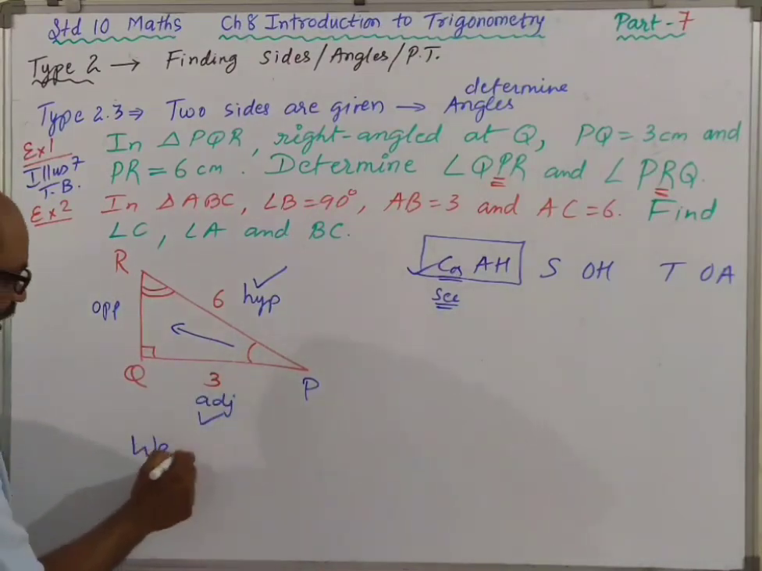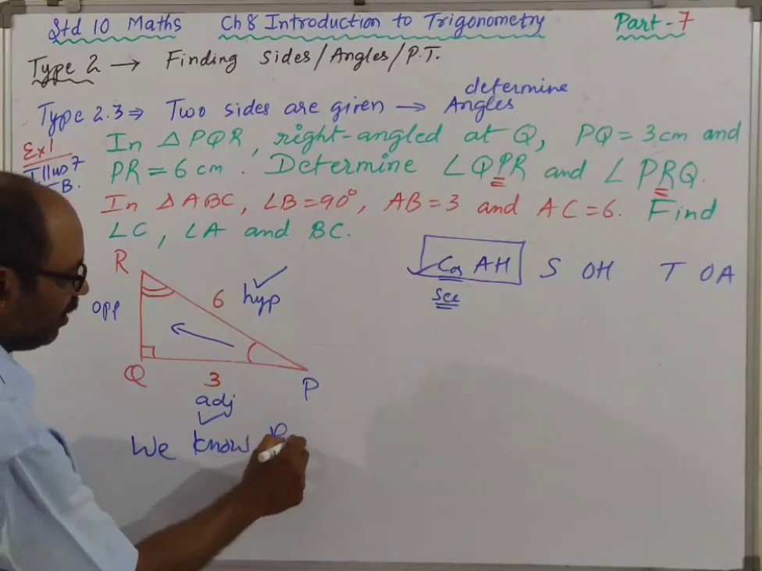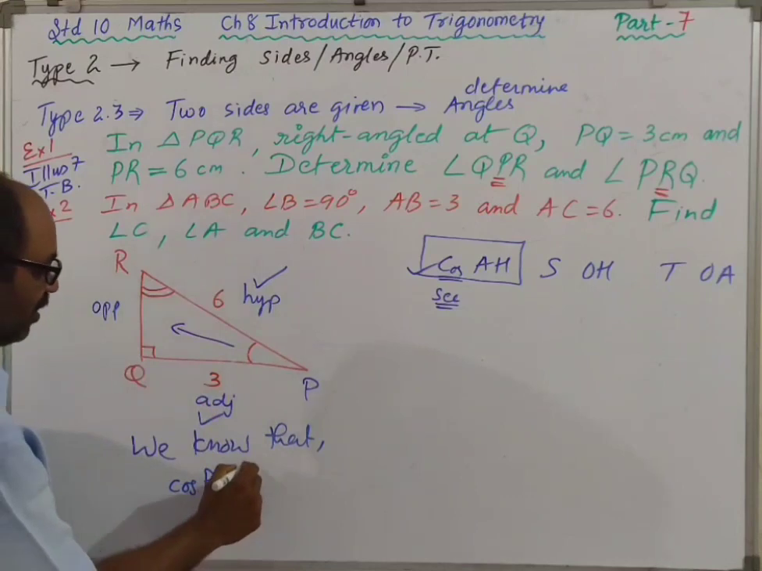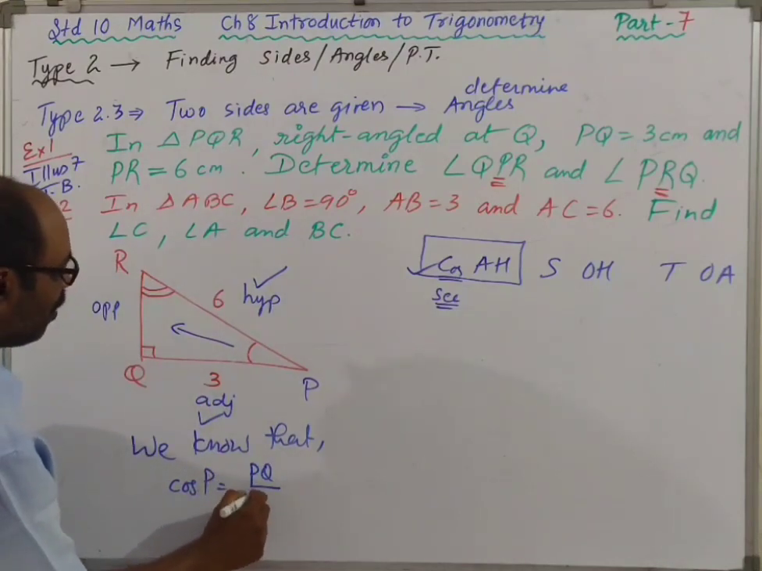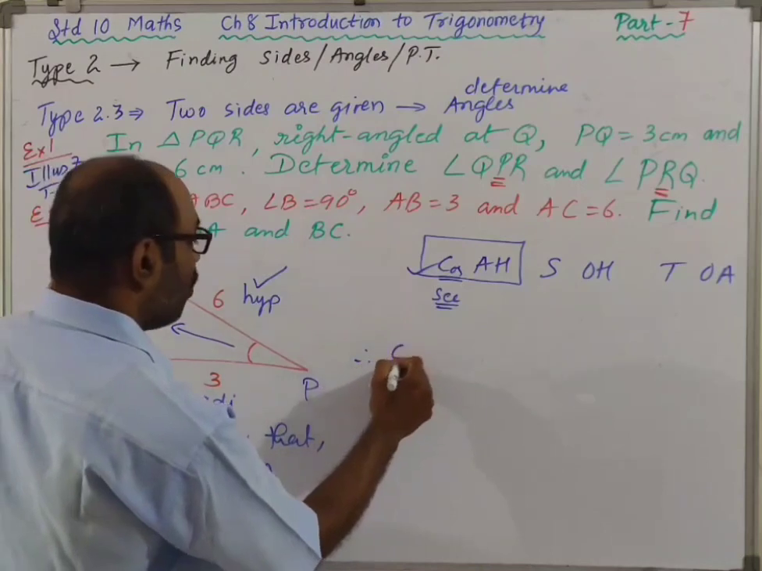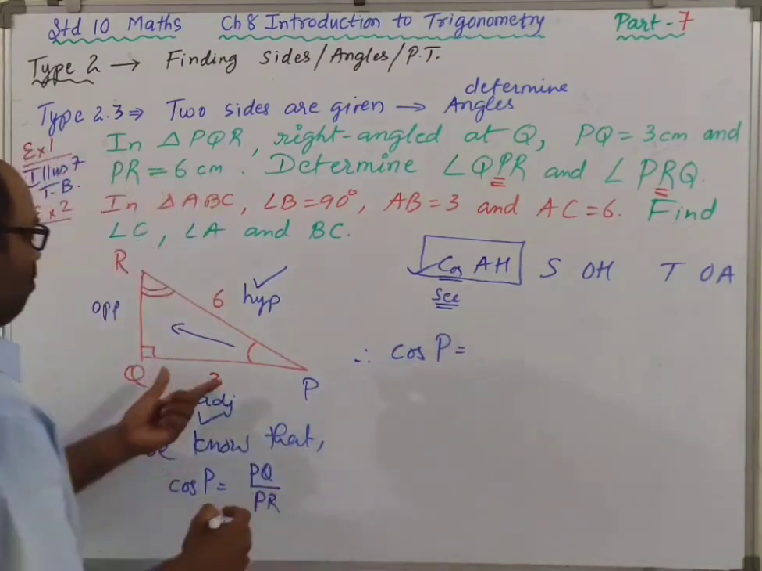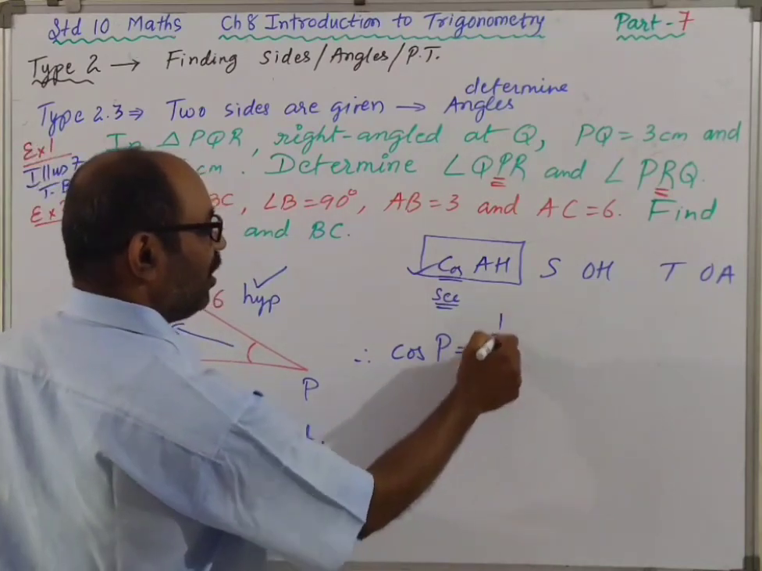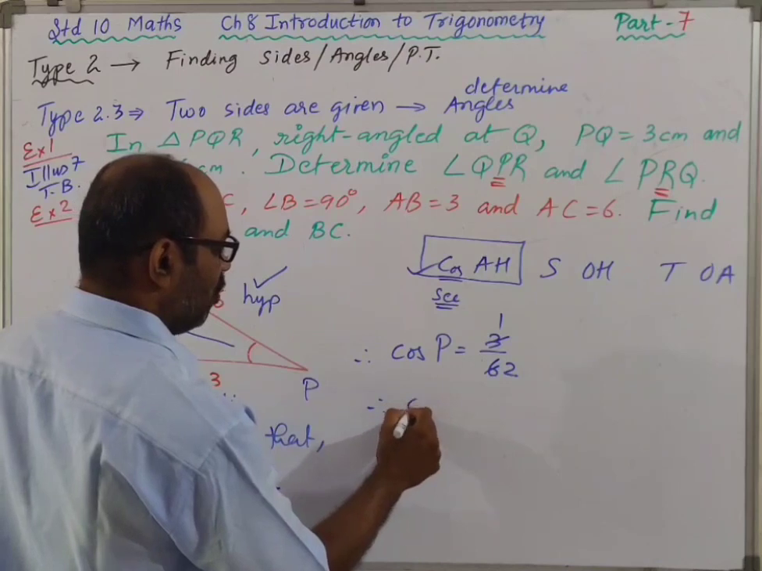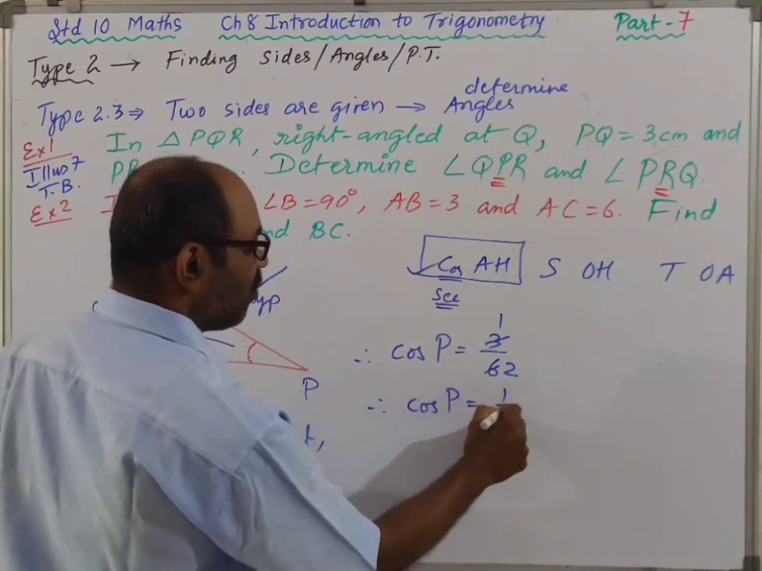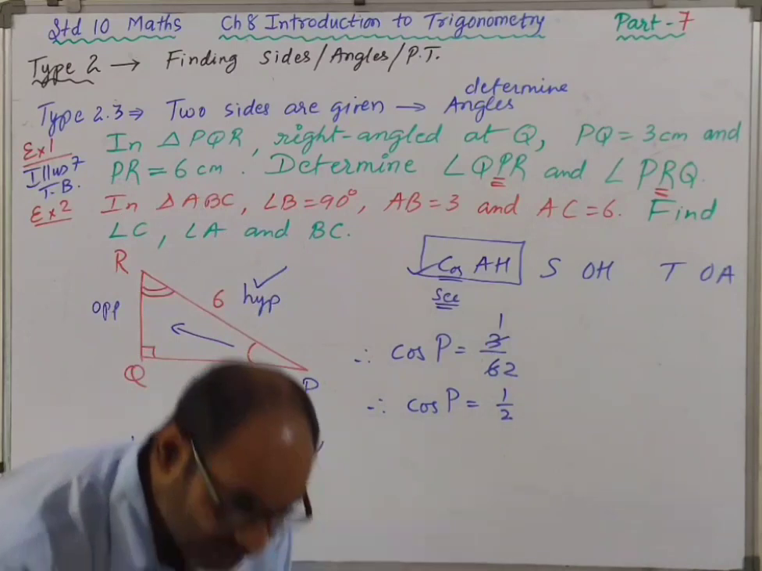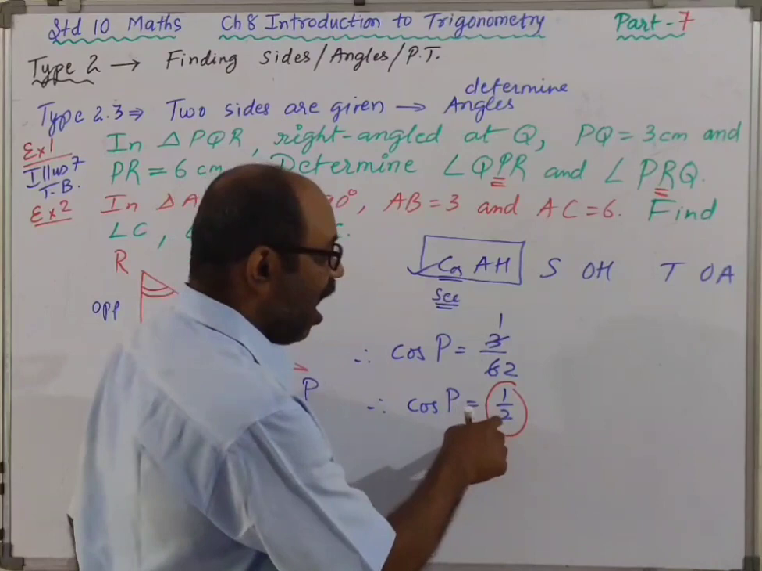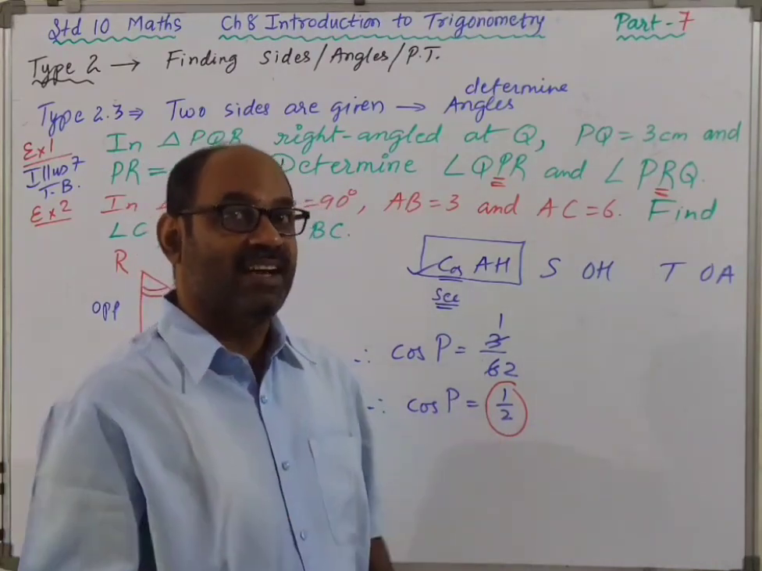We know that cos of P is adjacent upon hypotenuse, that is PQ upon PR. Therefore, cos P is equal to PQ is 3 upon PR is 6. 3 ones are 3, 3 twos are 6. Therefore, cos of P is equal to half. Children, now you have to see, half is cos of which angle?